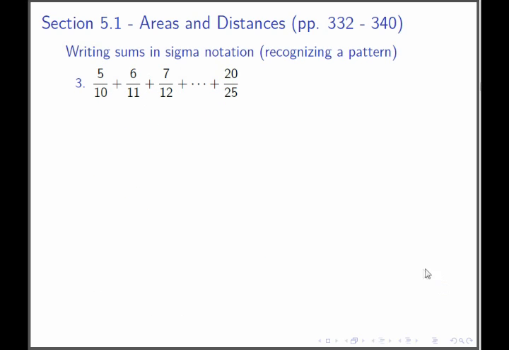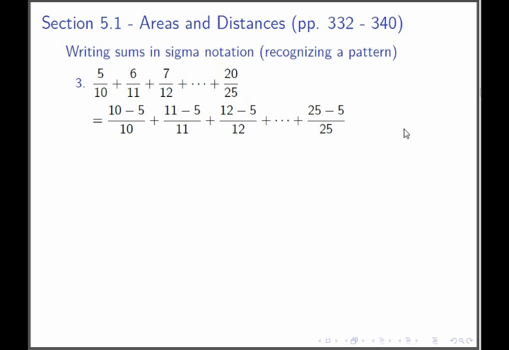We could have done this slightly differently. Instead of noticing that the denominator is 5 more than the numerator, we could have just as easily said that the numerator is 5 less than the denominator, which I can write like this.